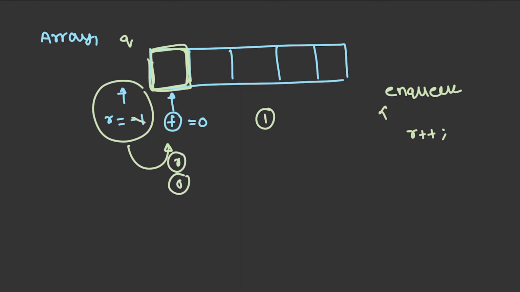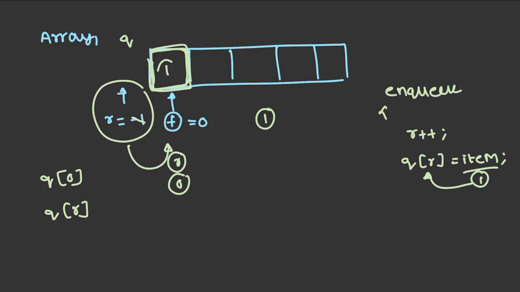Now, this position can be accessed with q of 0, that is, q of rear. So, q of rear is equal to the item which you have to insert, let's say in this case 1. So, 1 has to be inserted in q of rear. 1 will be inserted here. This is what happens in enqueue.